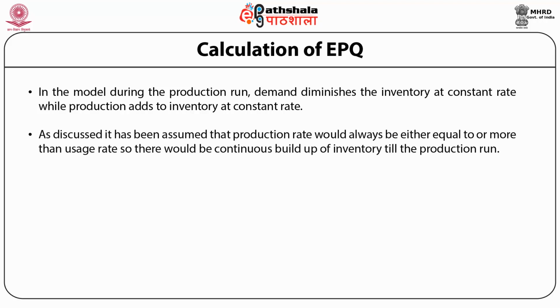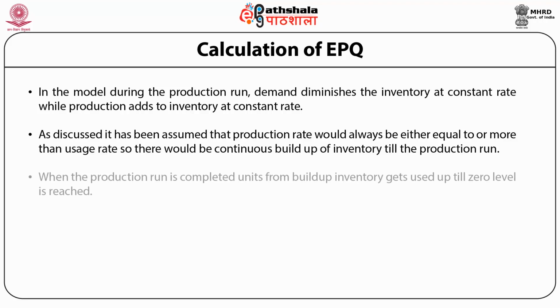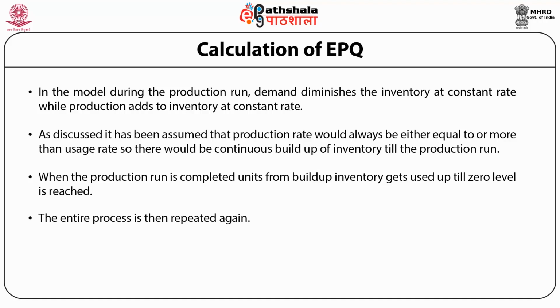As discussed, it has been assumed that the production rate would always be either equal to or more than the usage rate, so there would be a continuous build-up of inventory during the production run. When the production run is completed, units from the built-up inventory get used up till the zero level is reached. The entire process is then repeated again. The cycle is illustrated in figure 1.